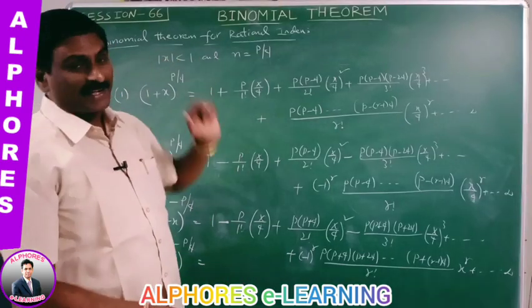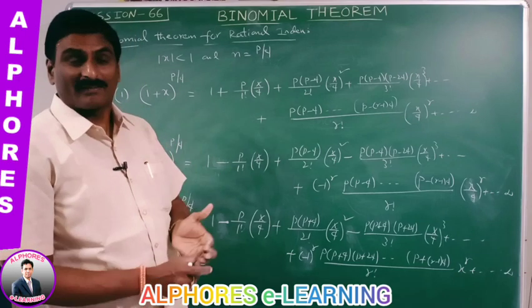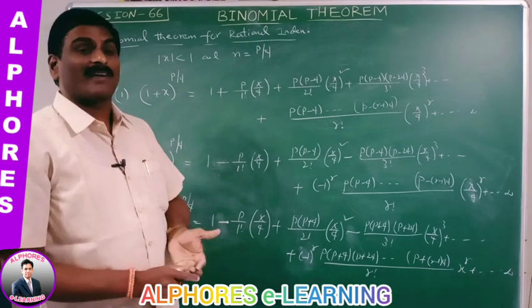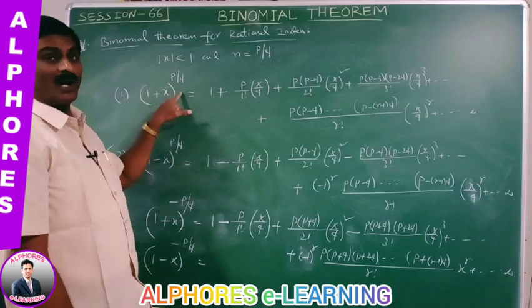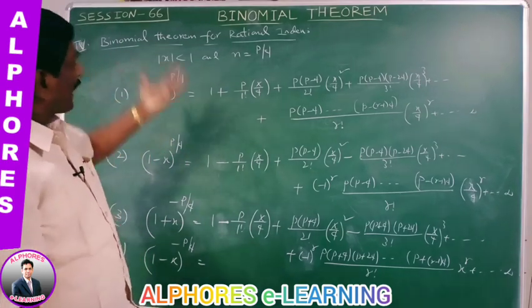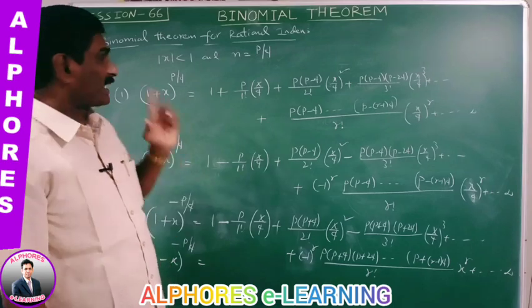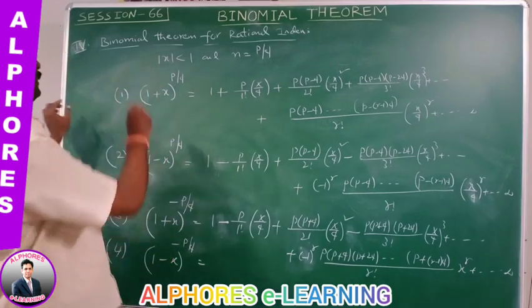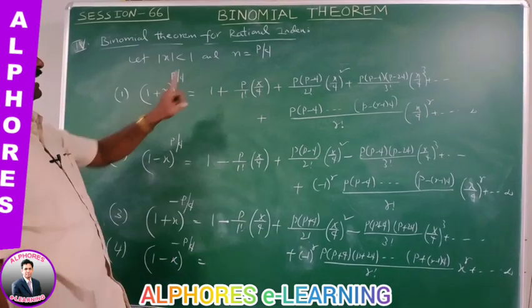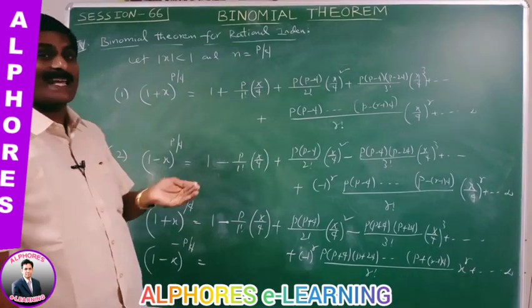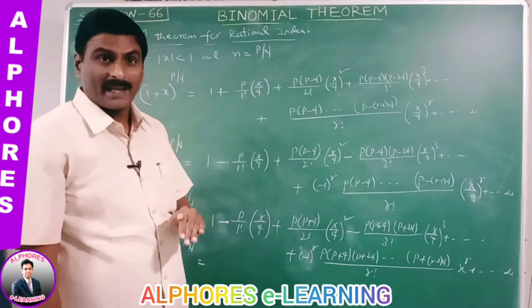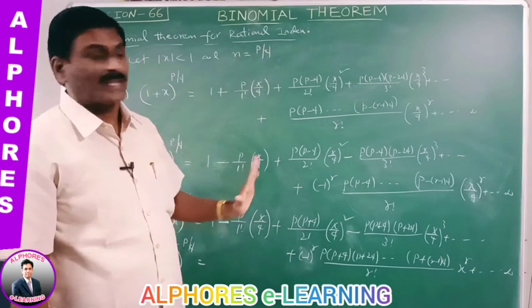Binomial theorem for rational index. In the previous case, we took only n value. Rational numbers means the value lies in the form of p by q. If the power is in the form of p by q, how do we expand this binomial? Okay, please write this. Let mod x be less than 1 and n is equal to p by q. In this case, the index is in p by q form. In the previous case, the index was only n. Replace n by p by q, then we get these values.